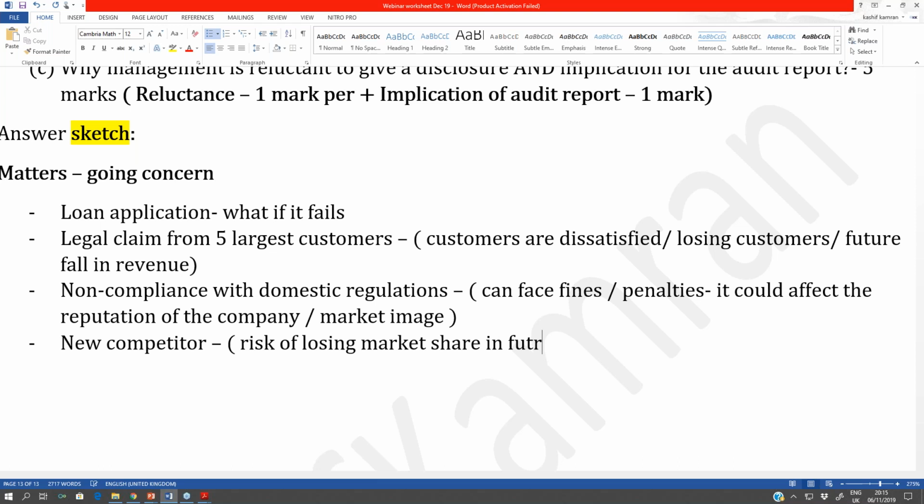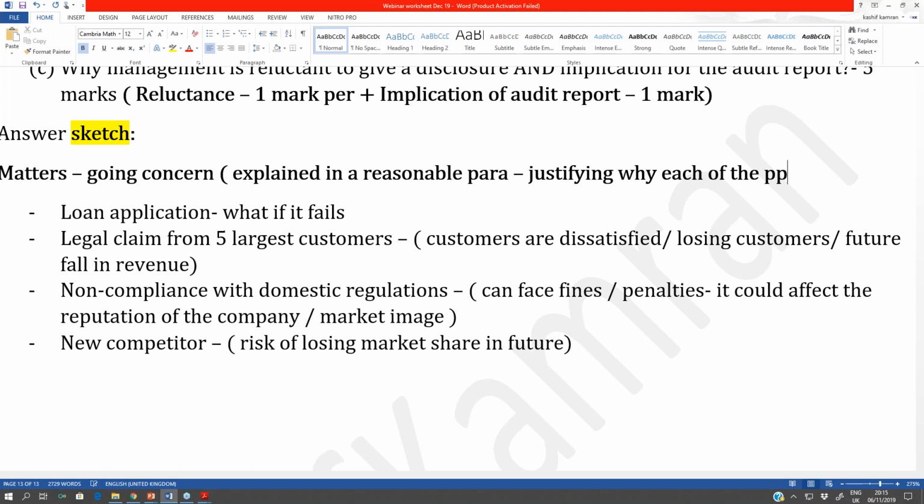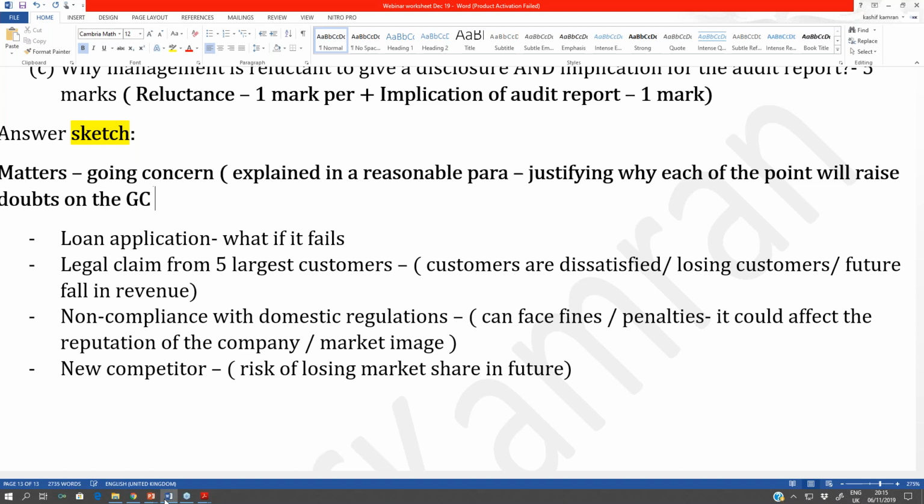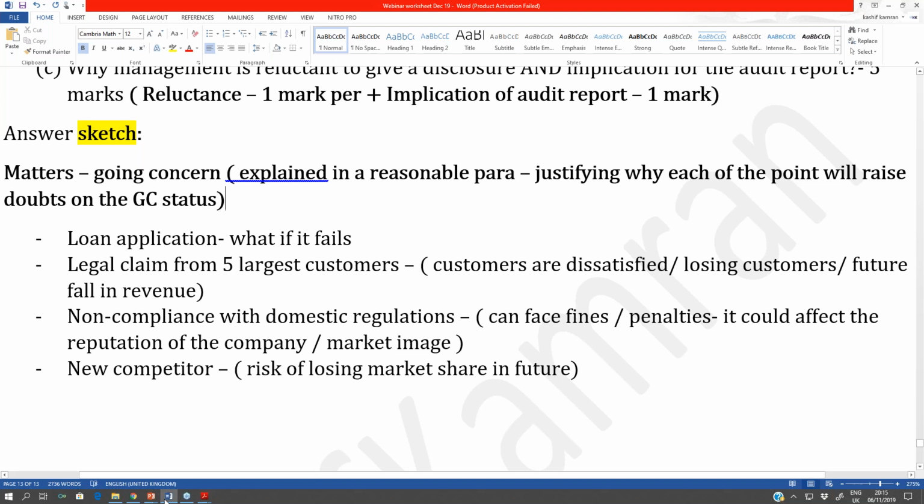You need to make a list of five. Continue making a list to five, but every point you write needs to be explained in a reasonable paragraph, justifying why each of the points will raise doubts on the going concern status. If the loan application fails, how will it bring a doubt on the going concern status? If there is a legal claim, how will this bring a doubt on the going concern status? And the list continues, right?